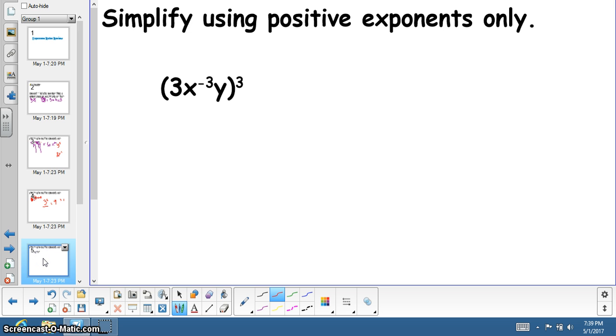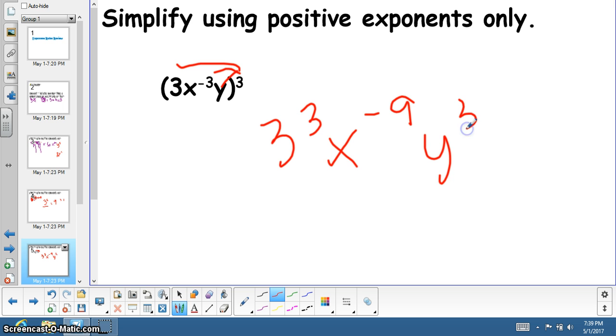Next example, and I'm going to speed up now. 3x to the negative 3y cubed. This is the raised rule, and it has to be distributed to every single factor in that problem. So this is 3 to the 3rd, x to the negative 9, y to the 3rd. Well, I have a negative exponent, and it's negative in the numerator. Where can I move it? You are right, to the denominator to make it positive. And everything else stays where it is because it's already positive.